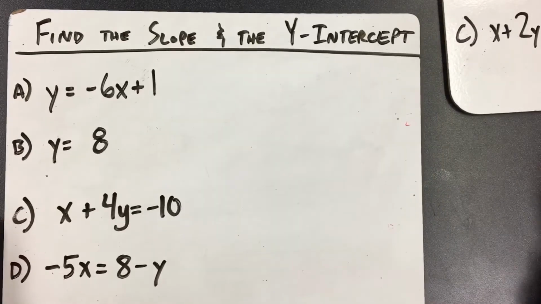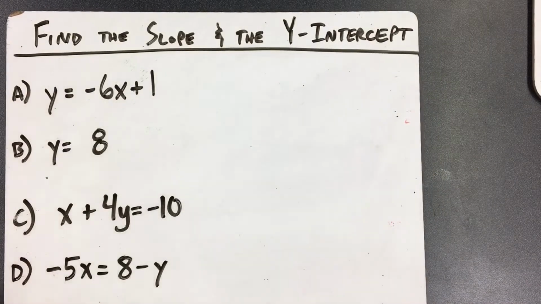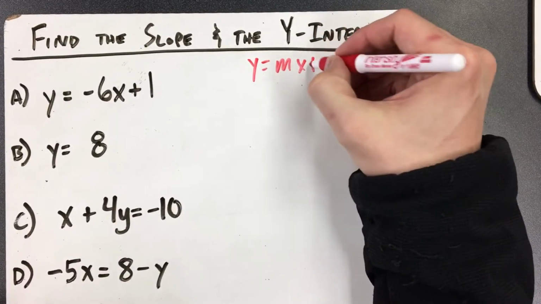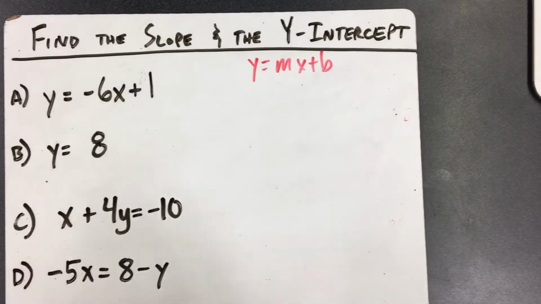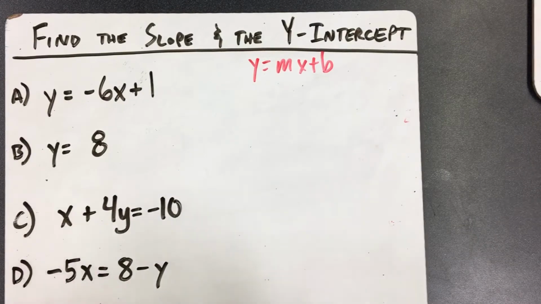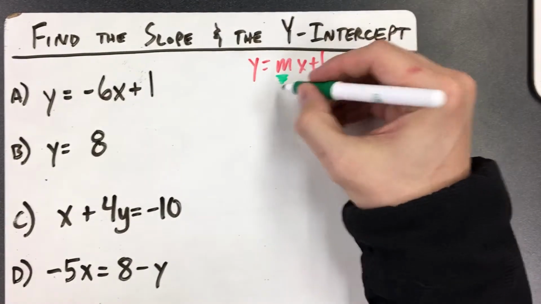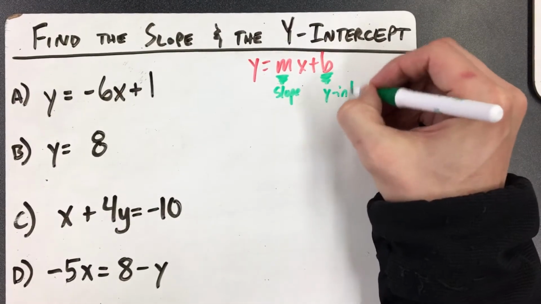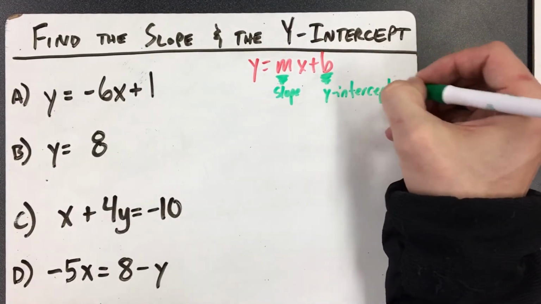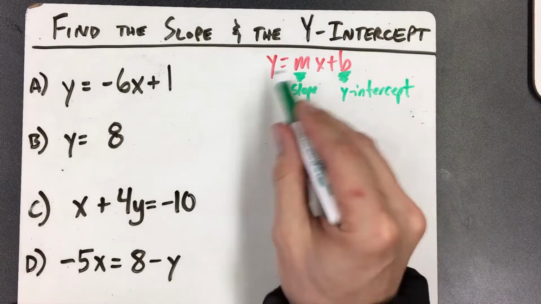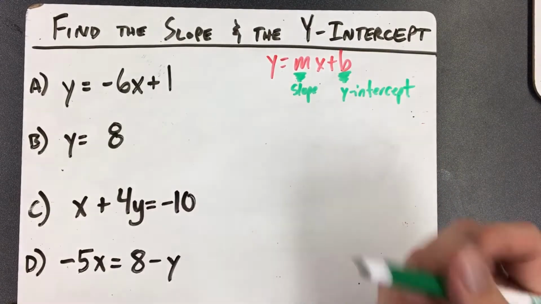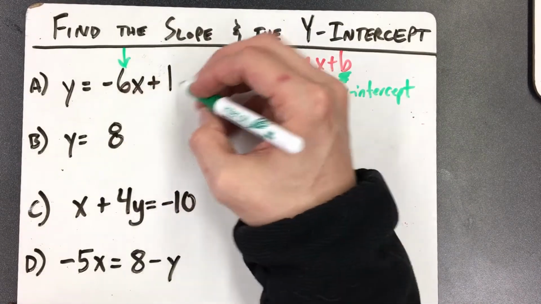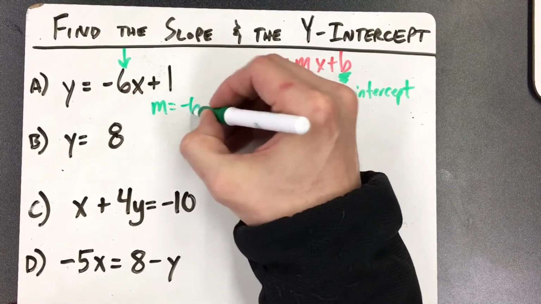Find the slope and the y-intercept. Okay, easy, right? Remember, you've got this format, y equals mx plus b. And if it's written perfectly in this format, you can just pick it out. This is the slope, the m. This is the y-intercept. This first one is very straightforward because it's in the perfect format. The slope is right here, the number that the x is being multiplied by. So on this one, I would say the slope is -6.